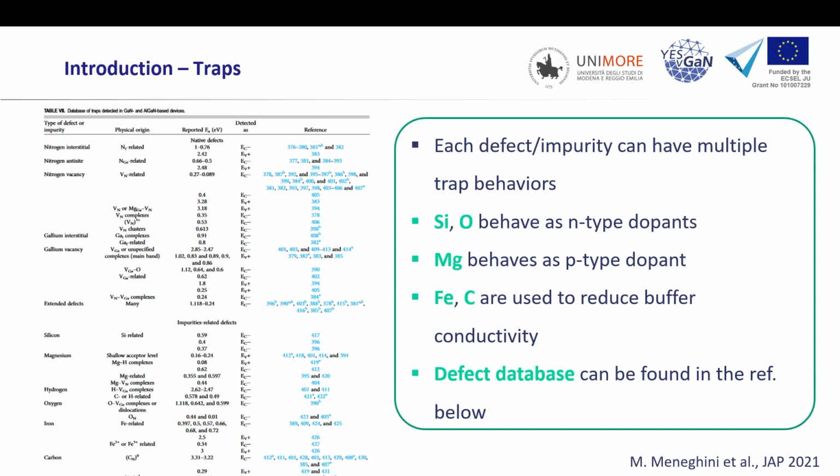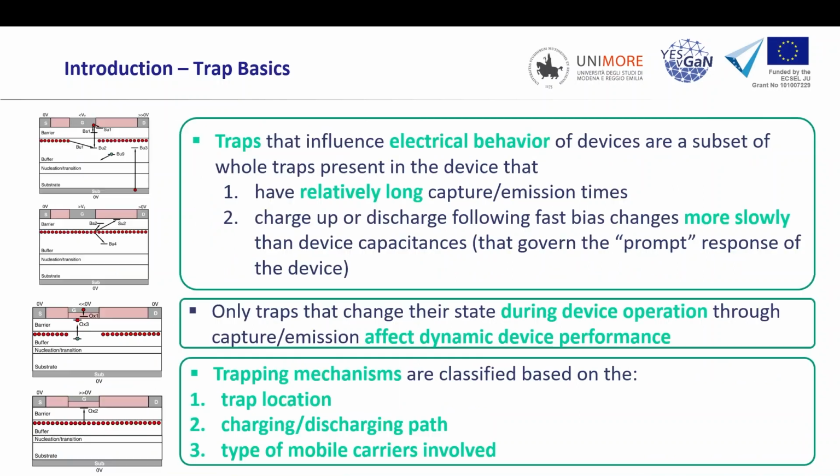This is just to show you once again how many kinds of defects you can find in a gallium nitride device, and each of these can have influence on your electrical characteristics. In principle, you would need to study and understand all of these, but of course some are more relevant and others less relevant, in the sense that maybe they are already being taken care of during the development of the technology. The whole database is in this reference here.